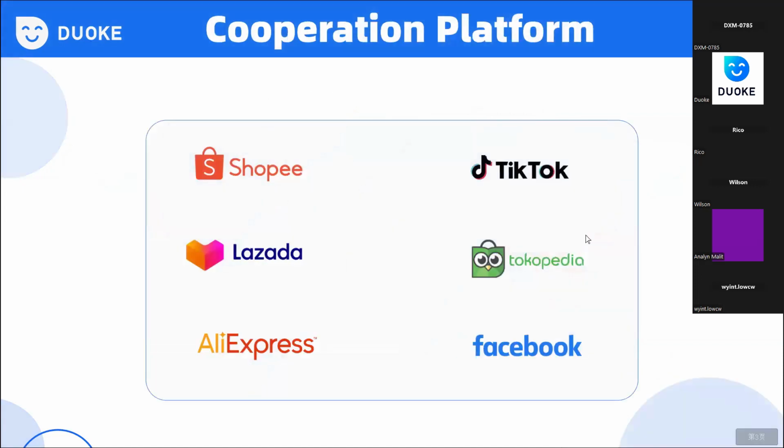And Duoke now supports the main platforms: Shopee, Lazada, TikTok, Tokopedia, and we also support AliExpress and Facebook. Here are the main platforms that Duoke supports.